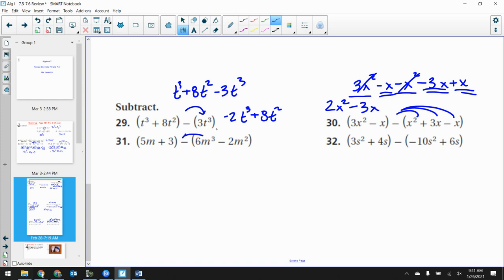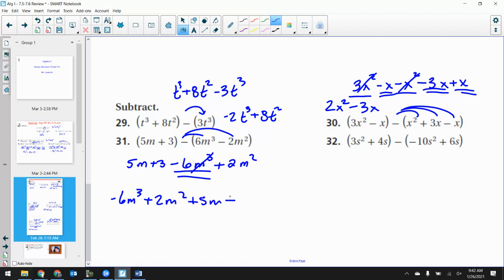I'm just going to distribute in 5m plus 3 minus 6m to the third plus 2m squared. We combine here, bringing this first term down with the negative 6m to the third, and then we got to bring down our plus 2m squared, and then bring down our plus 5m, and then bring down our plus 3. Did we really combine any terms with that one? No, the only thing we really did was just turn the right side opposite signs and then reordered.